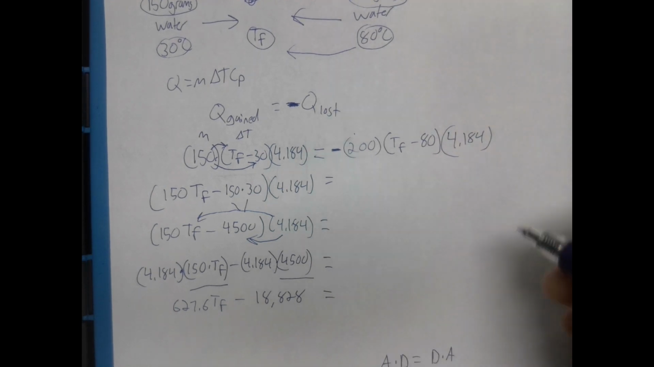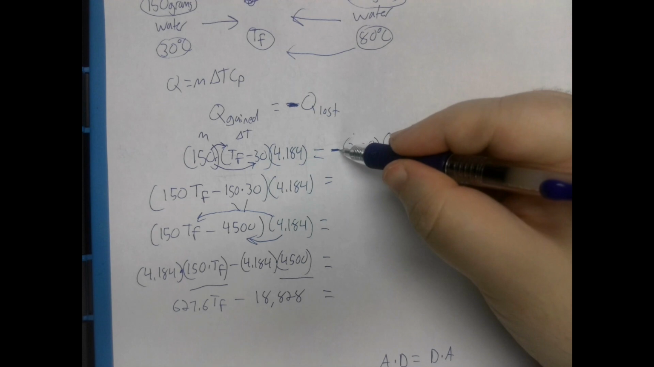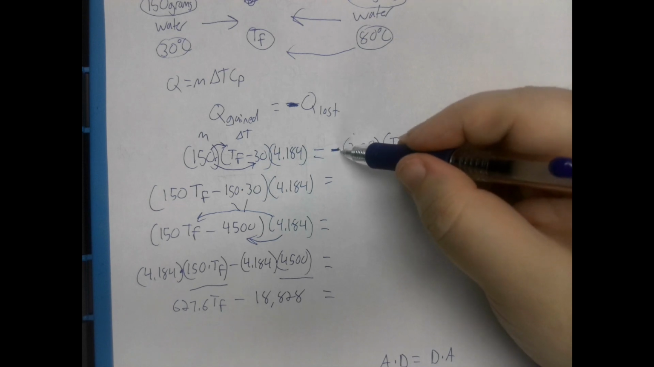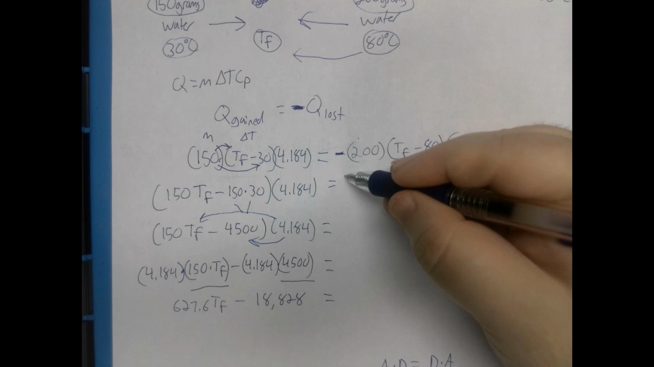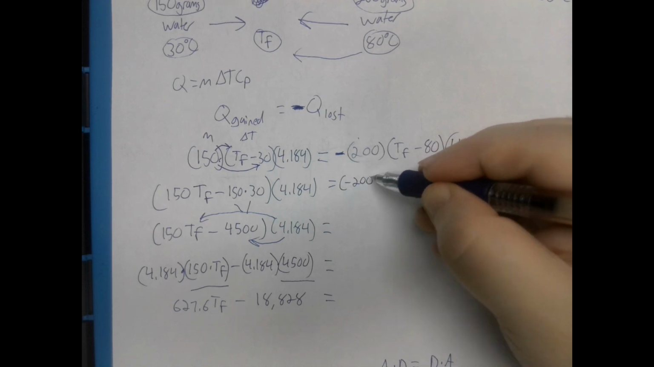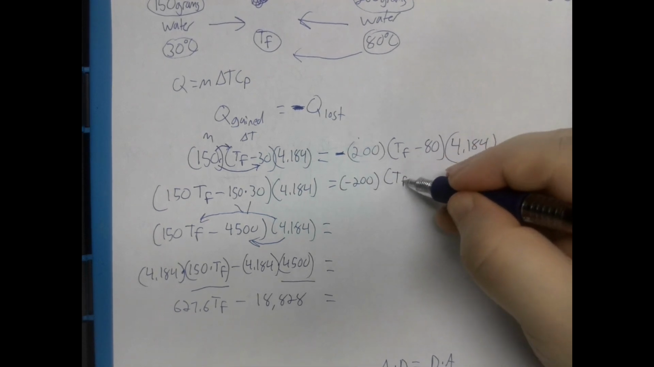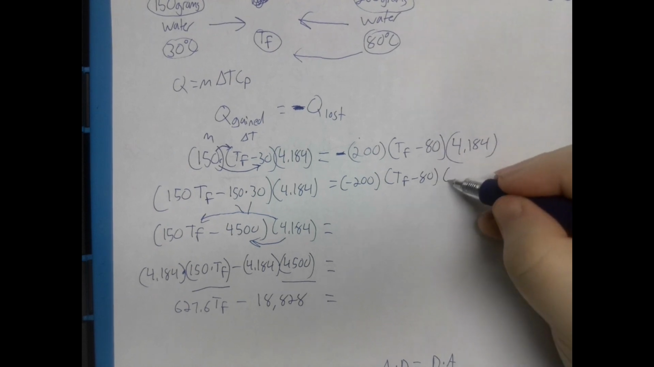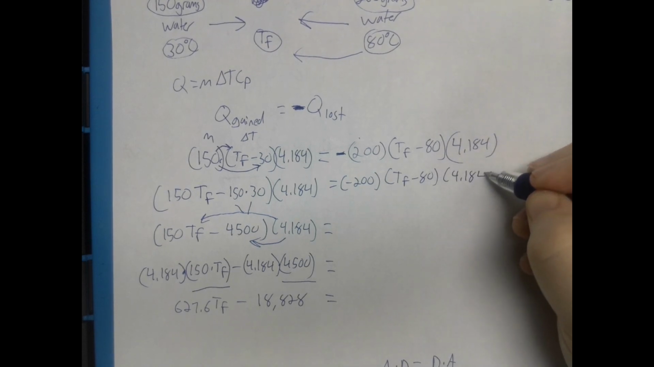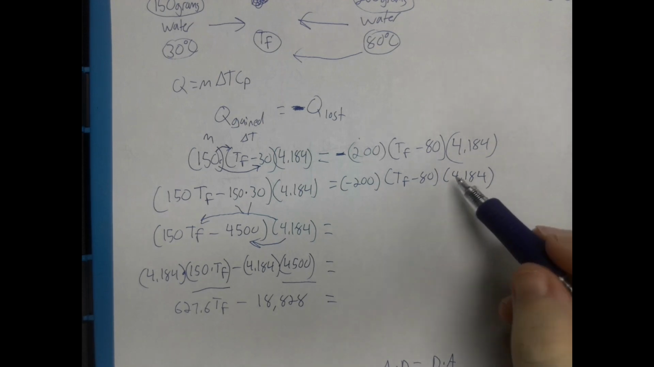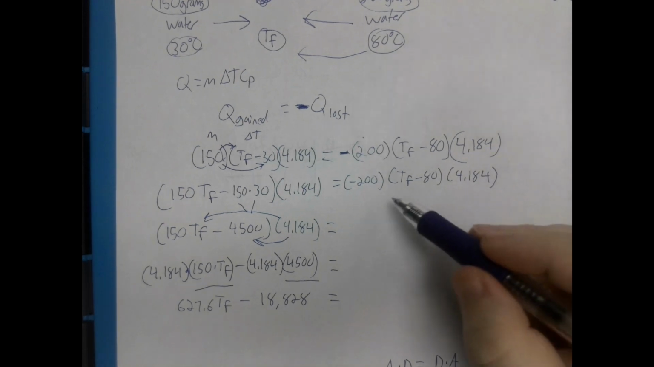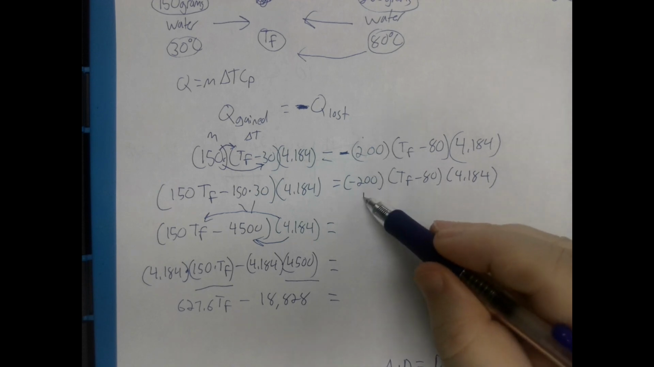And now I can do it to the right side. Negative, so I'm going to pull this negative inside here. This negative is like a negative 1. And we can do order of operations. Multiplication can be done first. So this is the equivalent of negative 200 times TF minus 80 times 4.184. Again, I could do this any way I want to. I'm going to combine these two first.